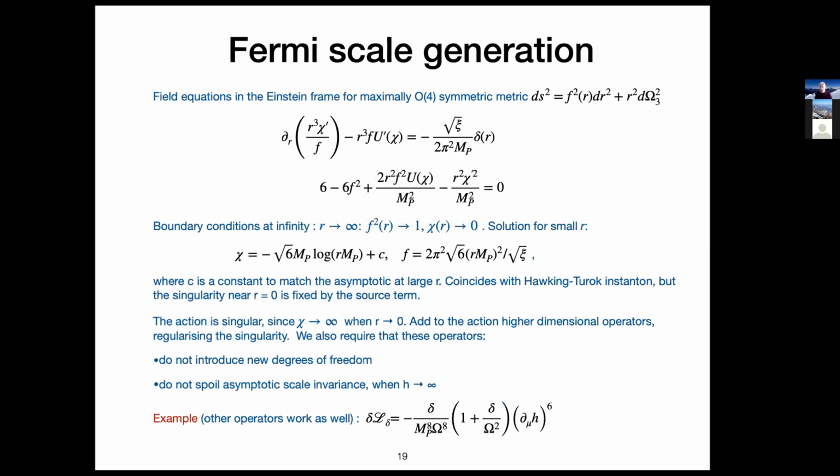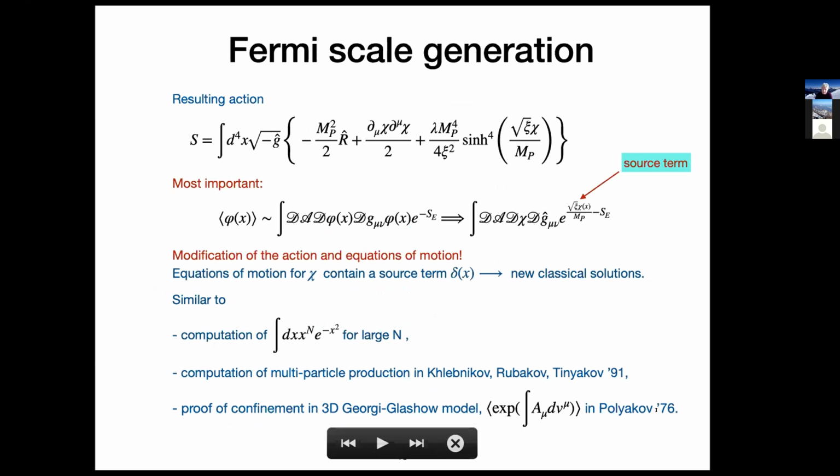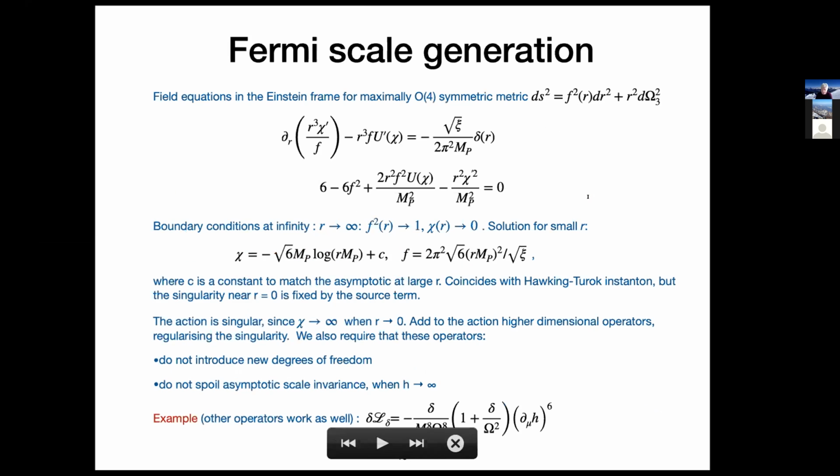So what is coming now is a straightforward realization of this idea. You take the source term, you take the action, and then you find a solution for the scalar field and for the metric. You can use an O(4) symmetric metric, find equations of motion, and solve them, and indeed you find a new solution, a new singular instanton. This instanton happens to be singular, and the singularity is coming from the source term, which is a delta function. So this is an unphysical situation.